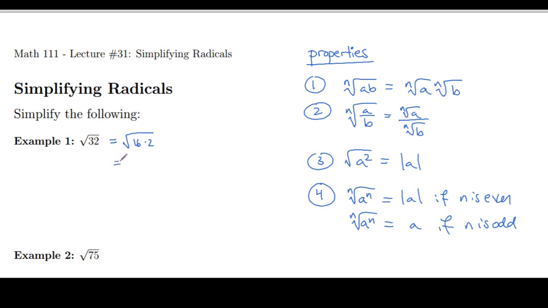So now, look at this. I can use this first property here, and I can decompose that square root as the square root of 16 times the square root of 2. And the square root of 16 we know is 4, because 4 squared is 16. 4 times 4 is 16. But root 2, we're just going to leave that as root 2. We can't decompose that anymore. Root 2 is a number, right? And the square of that is 2. But we can't decompose that any further.